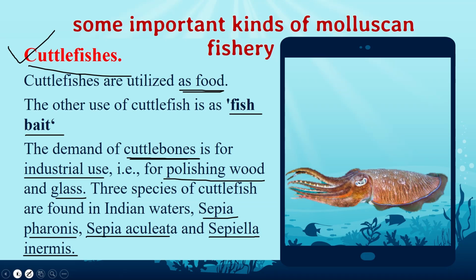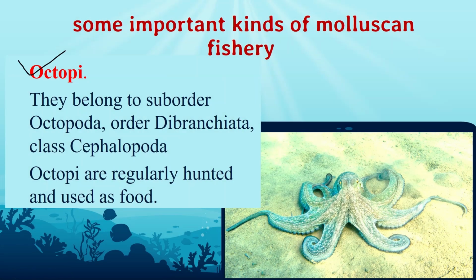Then about the octopi. They belong to suborder Octopoda, order Dibranchiata, class Cephalopoda. As they possess 4 pairs of arms, their bodies are short without fins and the arms are well developed. The food consists of crabs, crustaceans, bivalves, molluscs, and small fishes, which they capture firmly with their suckered arms and crush with their powerful jaws. They have limited use as food in the coastal areas, but in Lakshadweep, the octopi are regularly hunted and used as food.